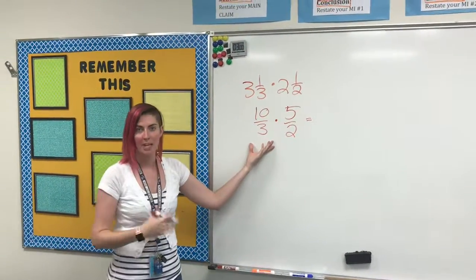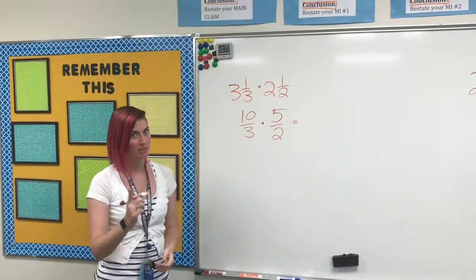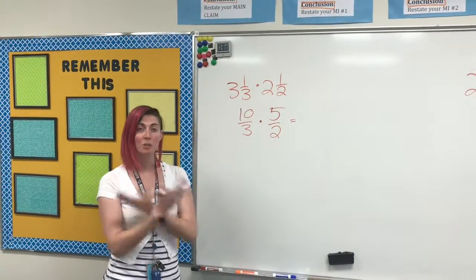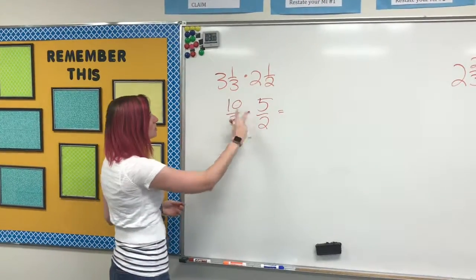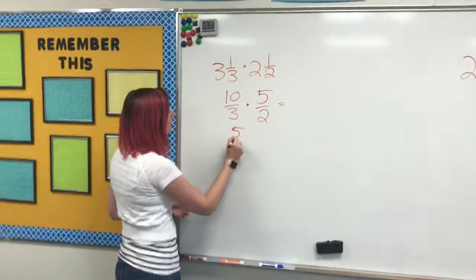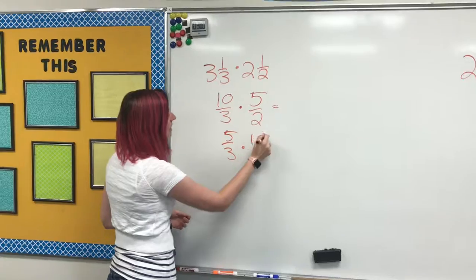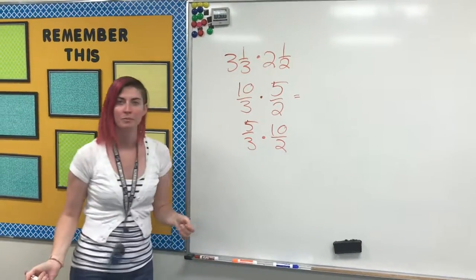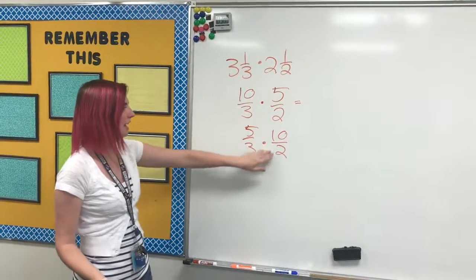Now we just have top times top, bottom times bottom. But we want to see if we can simplify first. We do that by switching the numerators. So I'm going to switch my numerators here. I have 5 over 3, and now 10 over 2. So 5/3 times 10 halves.